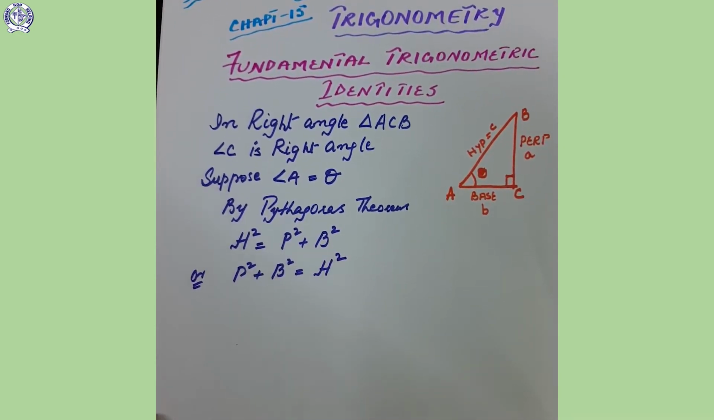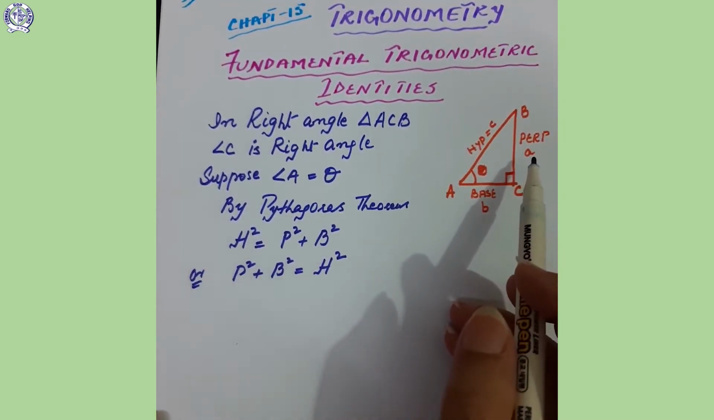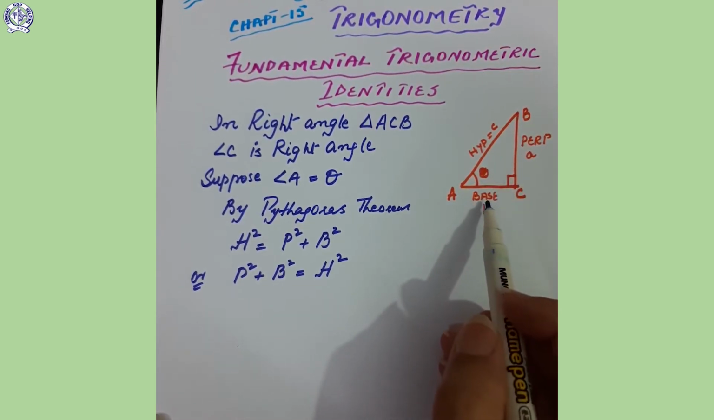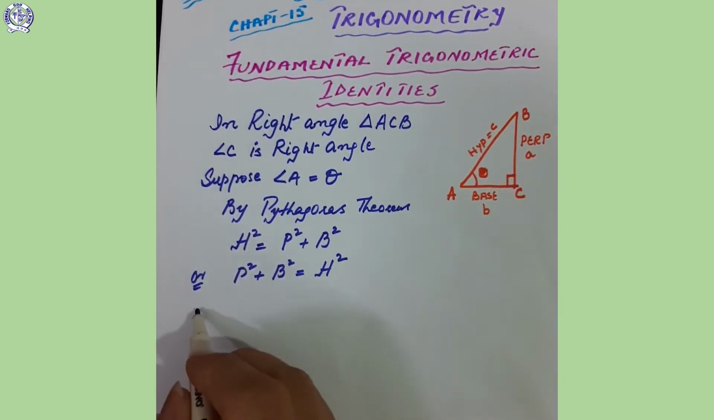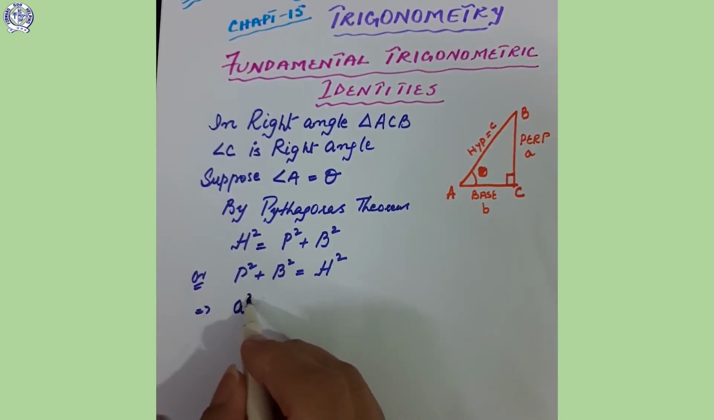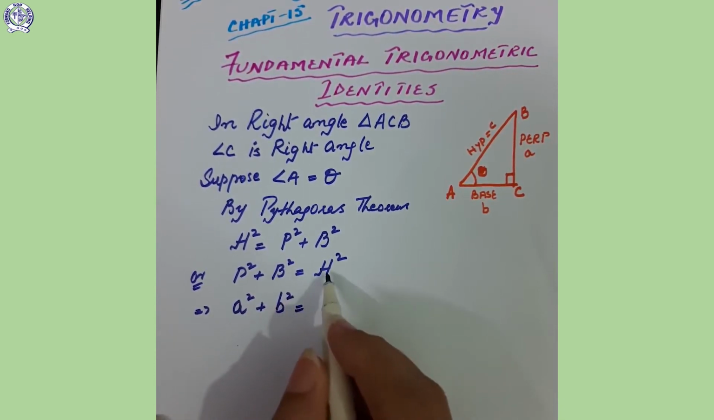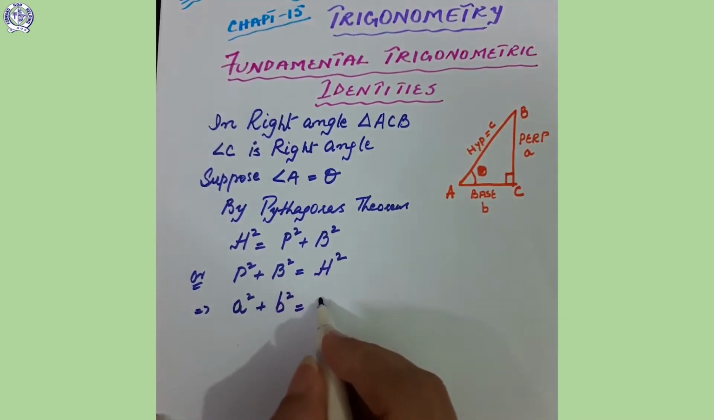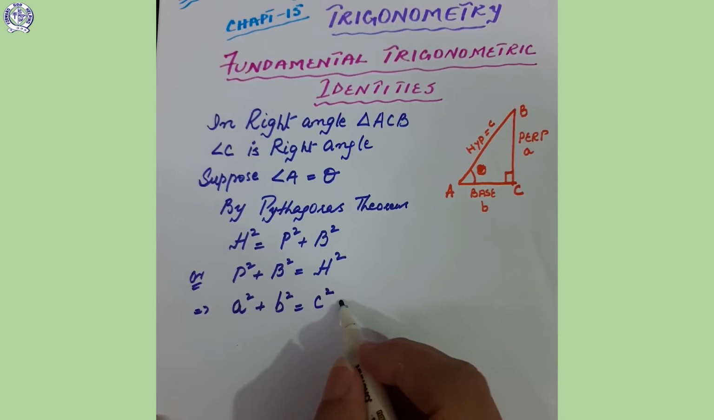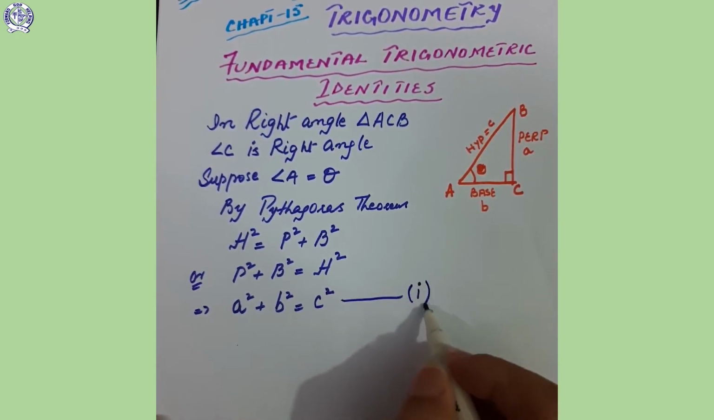Now we will write the sides according to these. Perpendicular is a, and base is small b. So we will write perpendicular a square plus base b square equals hypotenuse small c square. So name this equation, this is equation number 1.